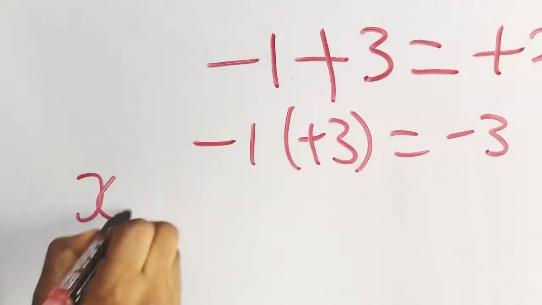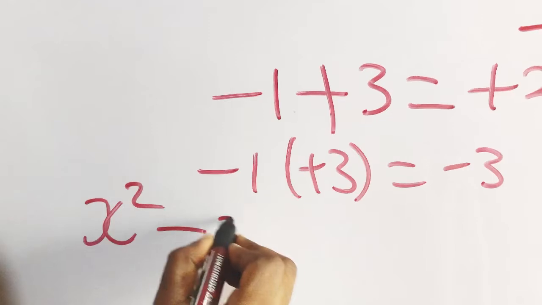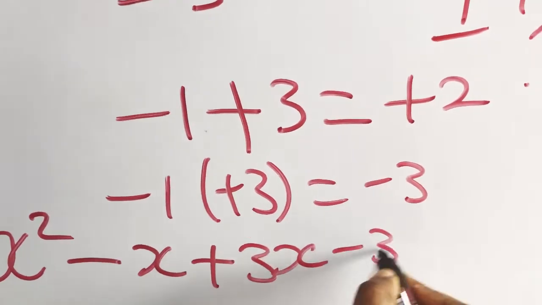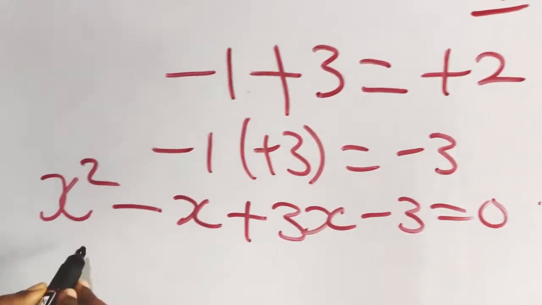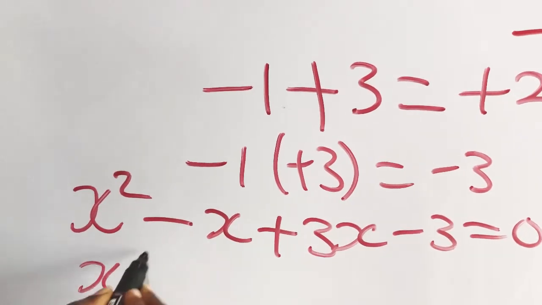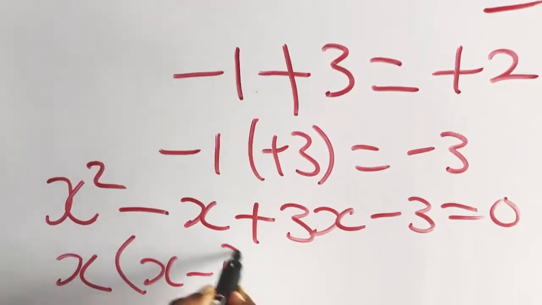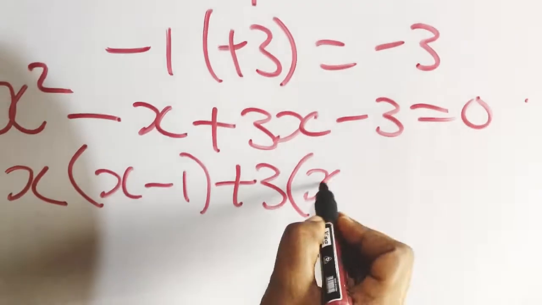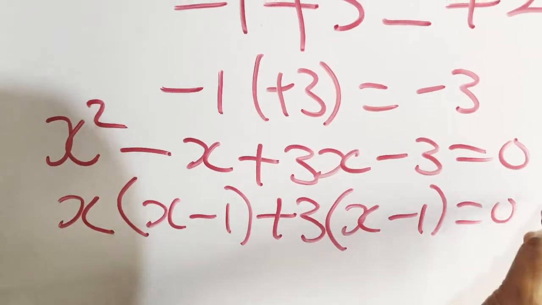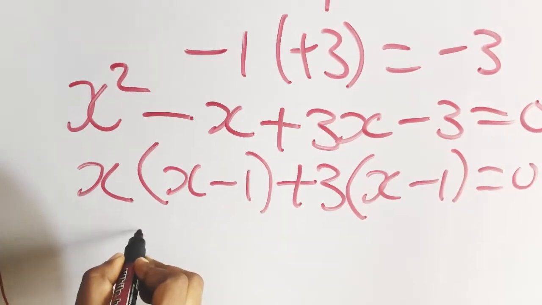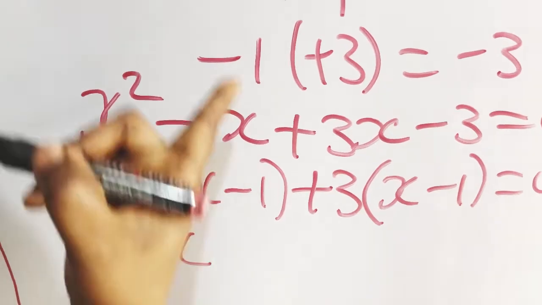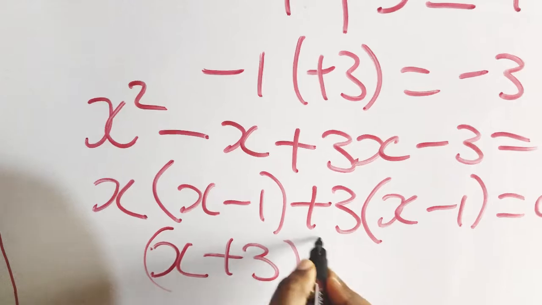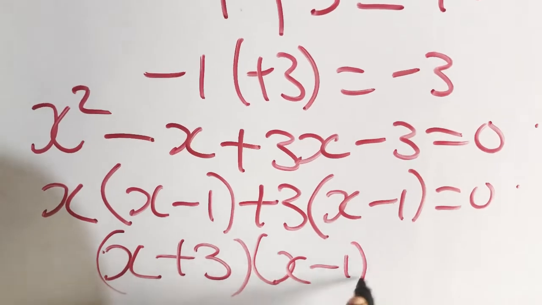So x squared minus x plus 3x minus 3 is equal to 0. Factorize x out, we have x minus 1. Factorize 3 out, we have x minus 1 is equal to 0. So the factors of this polynomial will be x plus 3 multiplied by x minus 1 is equal to 0.